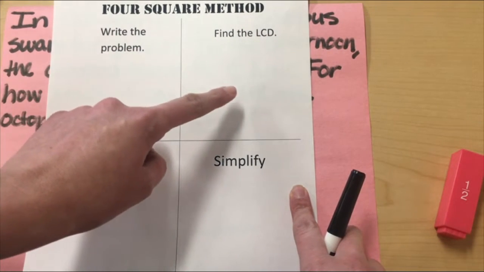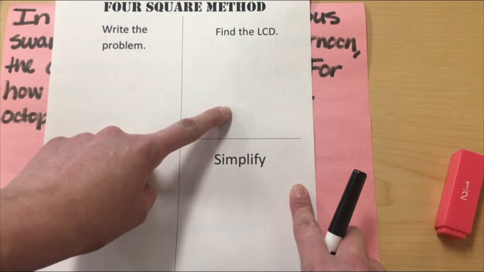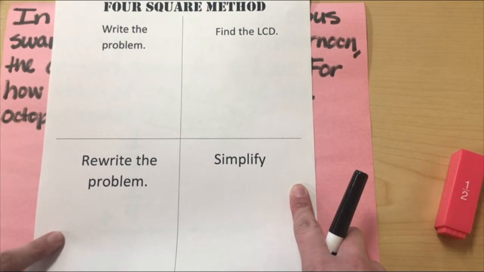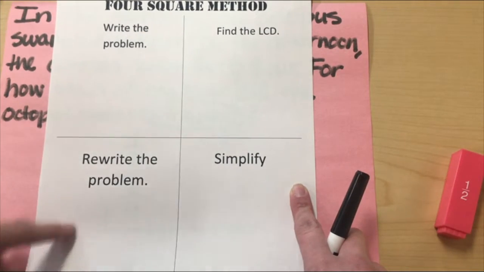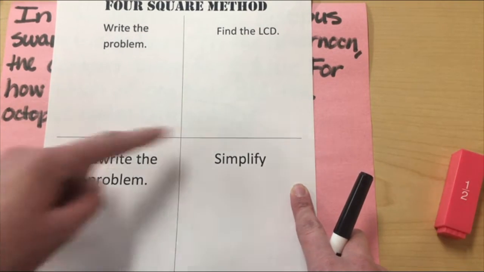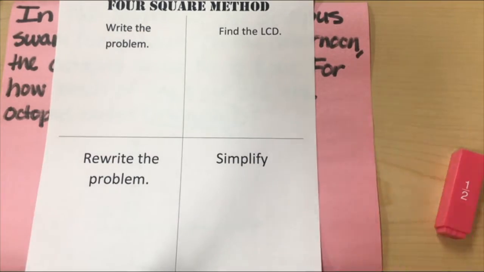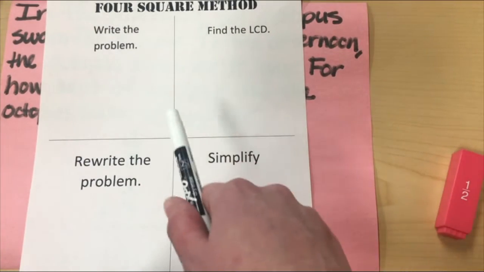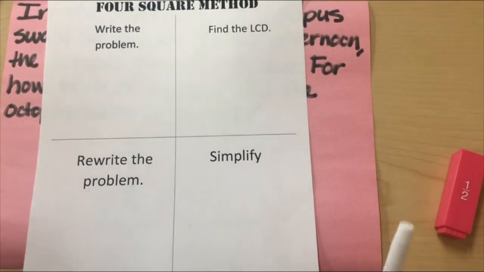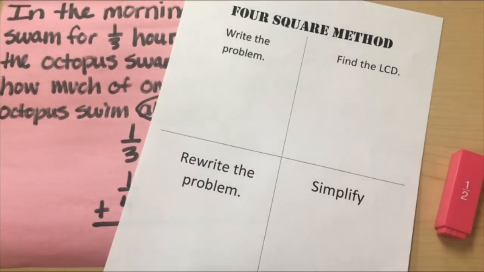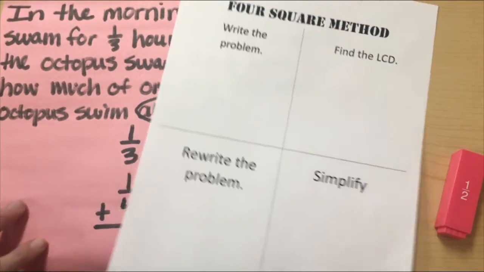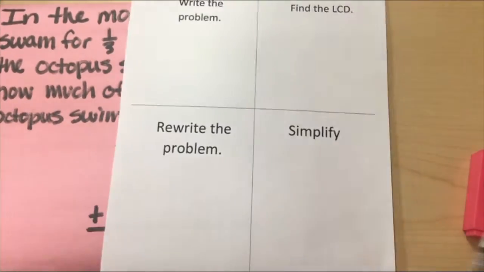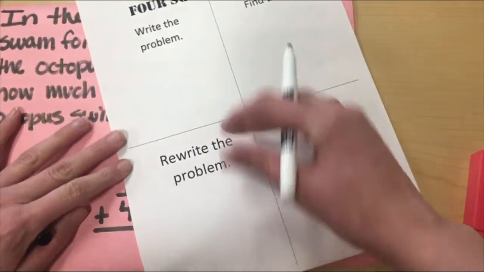The second thing you're going to do is you're going to find the LCD. Then you're going to rewrite it after you find the LCD. And then whatever the answer is, you'll simplify it. So you're going to do all 4 things for the 4 square method, okay? So I'm going to use this paper, and I sent this copy of this paper to your teachers if they want to share it with you. So, all right, let's go ahead and do this problem. So our problem is 1/3 plus 1/4. So I'm just going to write that in this square.